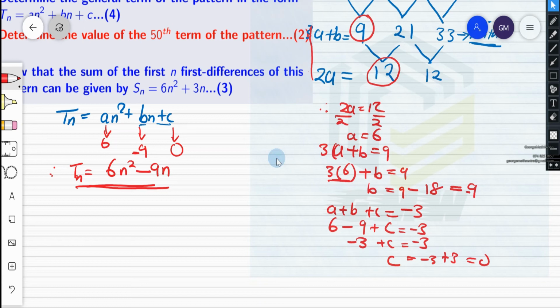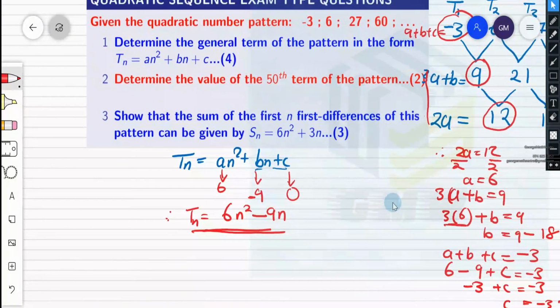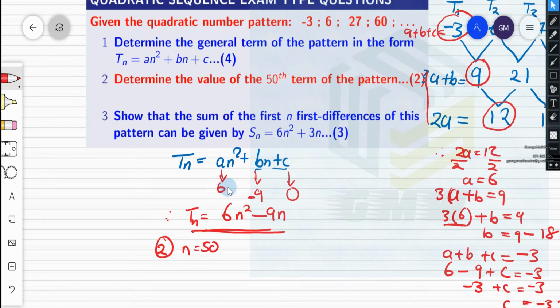So this is how we were supposed to attempt this question, exactly following the steps I gave. Then there is question number 2. Question number 2 says determine the value of the 50th term, which means my n is equal to 50 in this case. Therefore, I am looking for T50, equal to 6 times 50 squared, minus 9, and I also put 50 here.